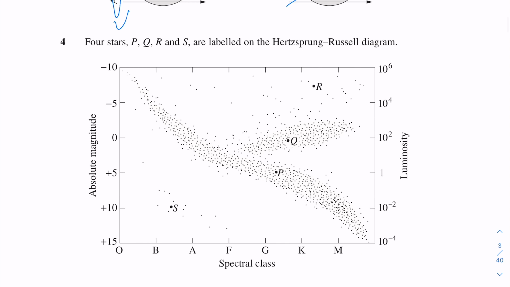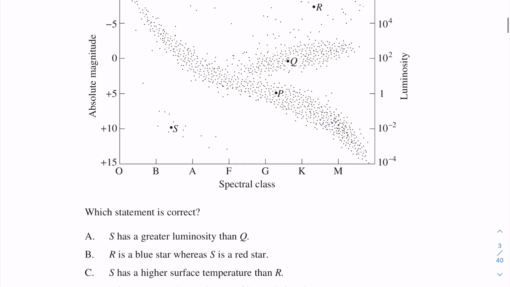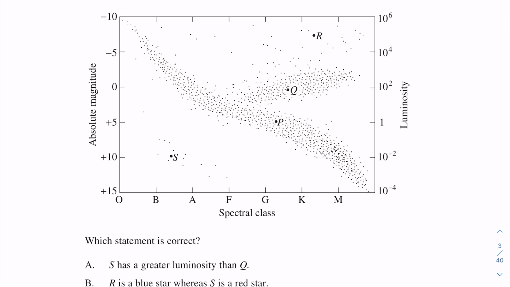Okay, question 4. Four stars P, Q, R, and S are labeled on the Hertzsprung-Russell diagram. We've all seen this one before. Which statement is correct? S has a greater luminosity than Q. No, it does not, because it's below. It's kind of that distance between them.